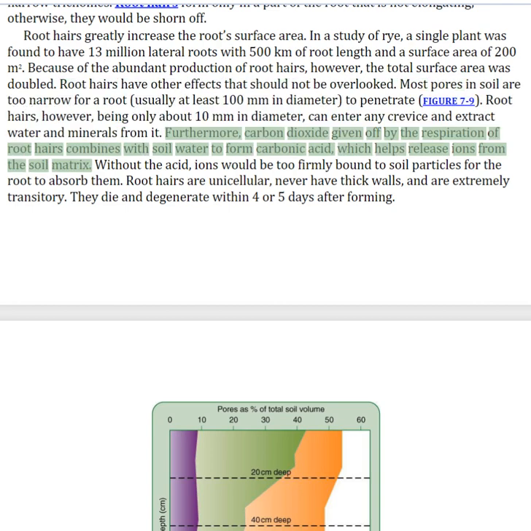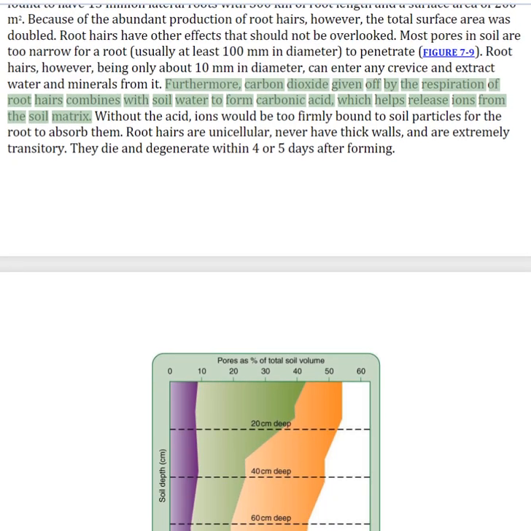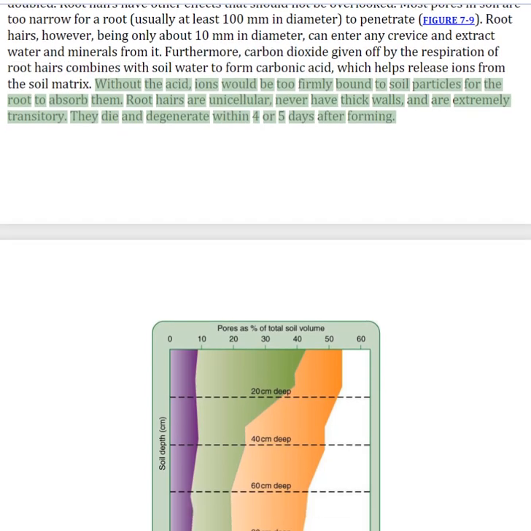Furthermore, carbon dioxide given off by the respiration of root hairs combines with soil water to form carbonic acid, which helps release ions from the soil matrix. Without the acid, ions would be too firmly bound to soil particles for the root to absorb them. Root hairs are unicellular, never have thick walls, and are extremely transitory. They die and degenerate within 4 or 5 days after forming.